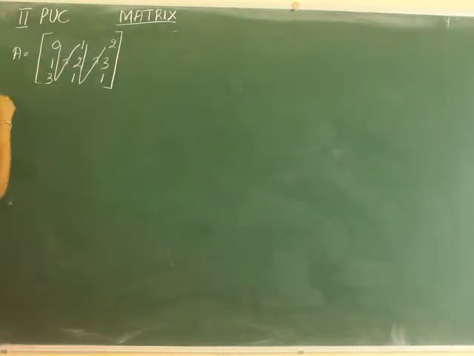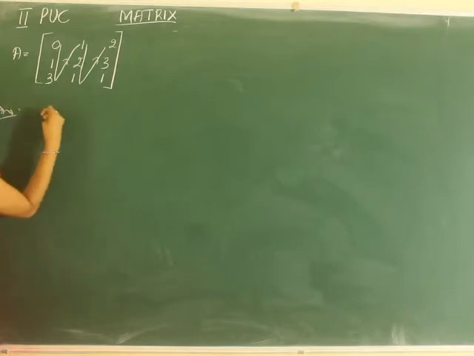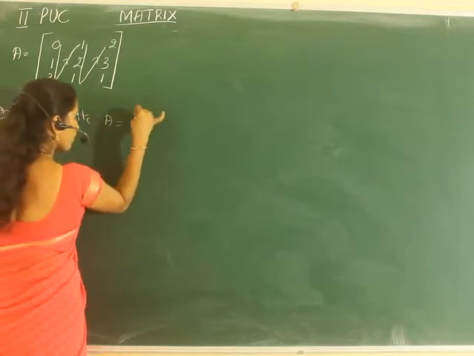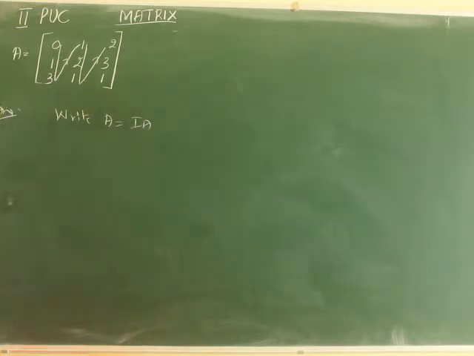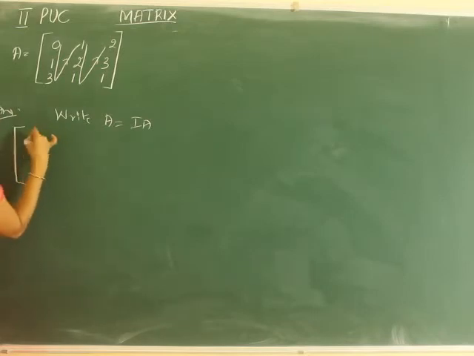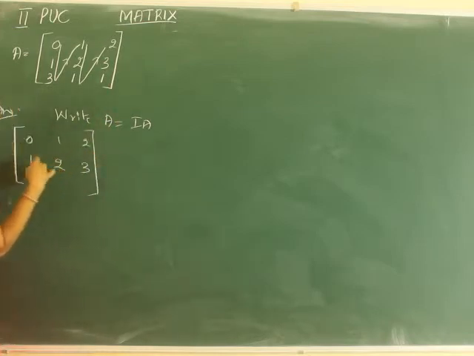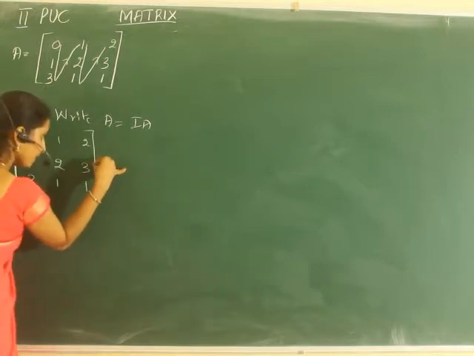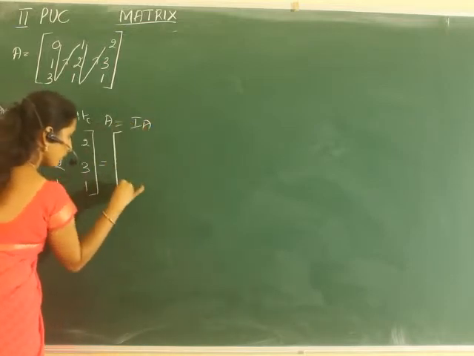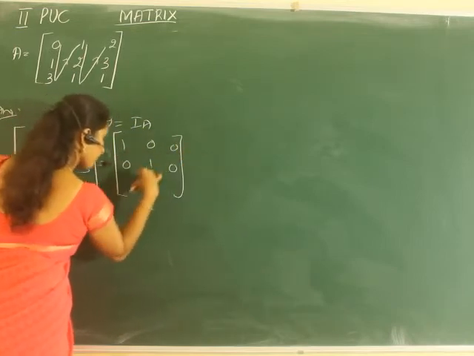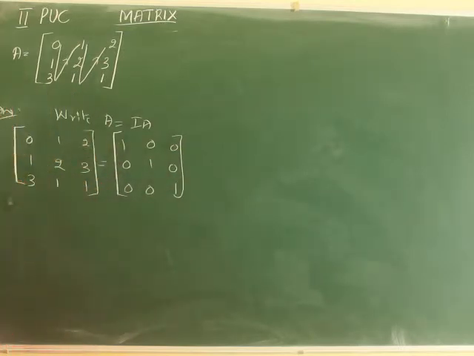So now it is row operation. First we have to write A is equal to IA. You have to write this sentence in order to perform row operation. Write A is equal to IA. So what is A? We write the given matrix 0, 1, 2, 1, 2, 3, 3, 1, 1 is equal to the identity matrix of order 3 by 3, into A.